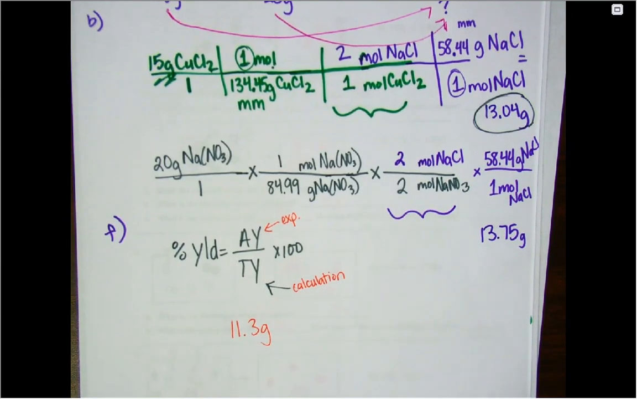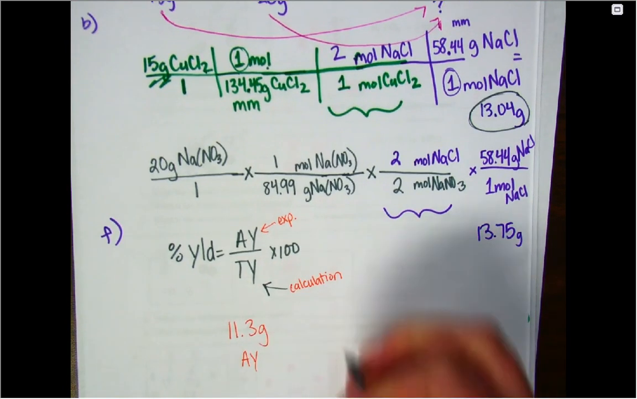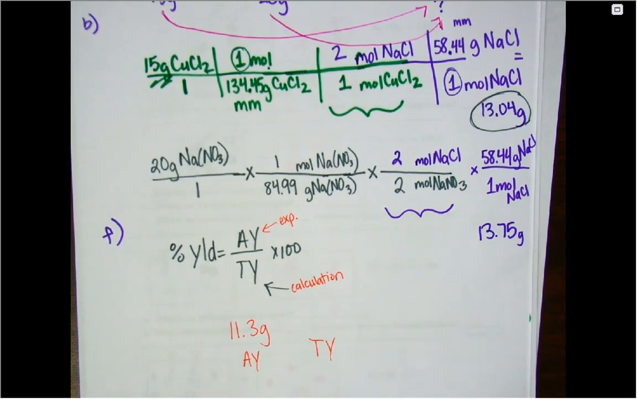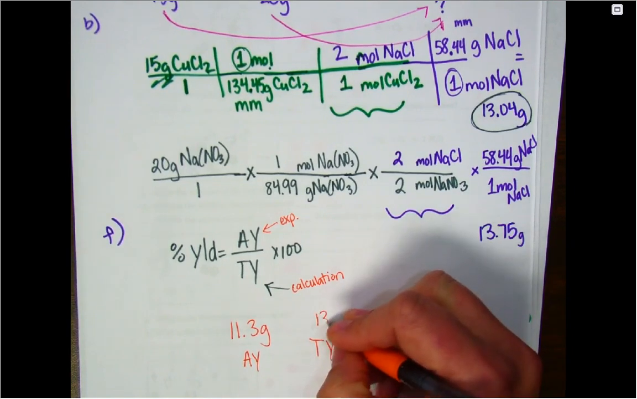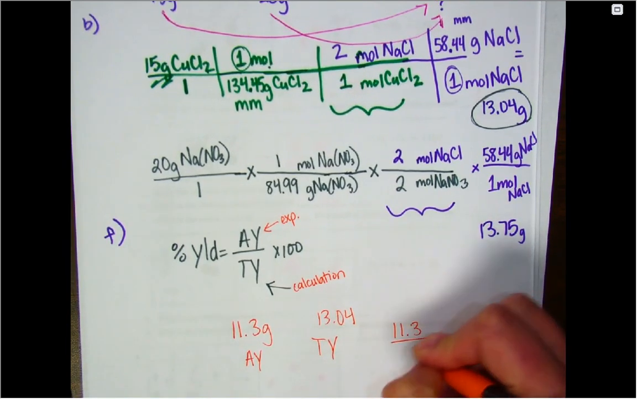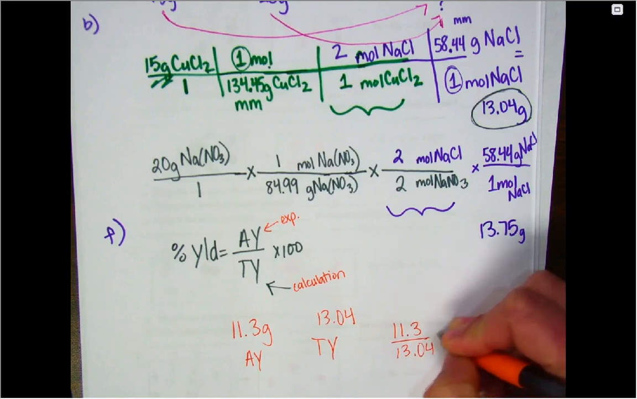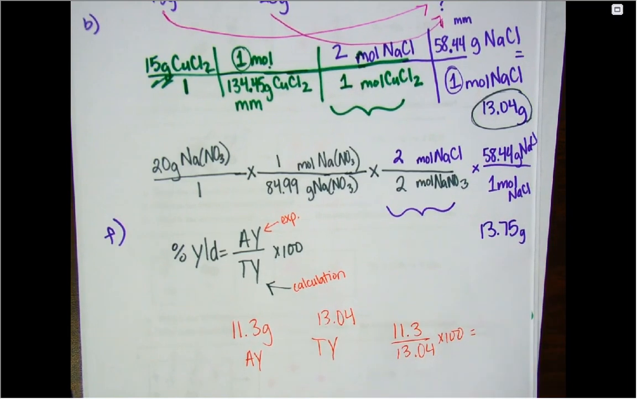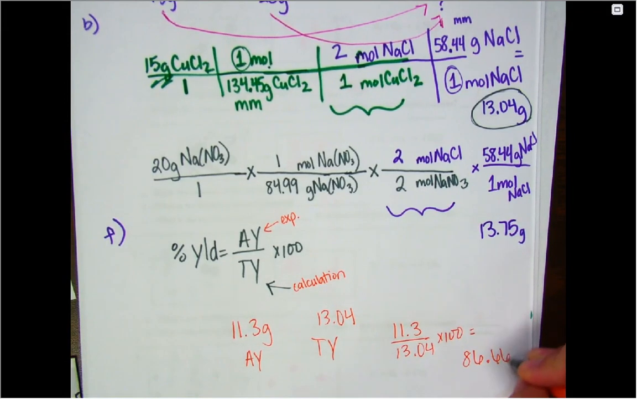That is a statement of fact. That is what actually happened. That is your actual yield. What is our theoretical yield? What did we calculate to have happen? 13.04. Exactly, 13.04. So now it's just a matter of 11.3 divided by 13.04 and then multiply that by 100. You should be getting 86 point something. There you go. All right, 86.66%.